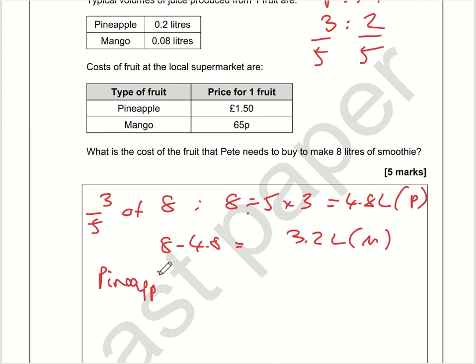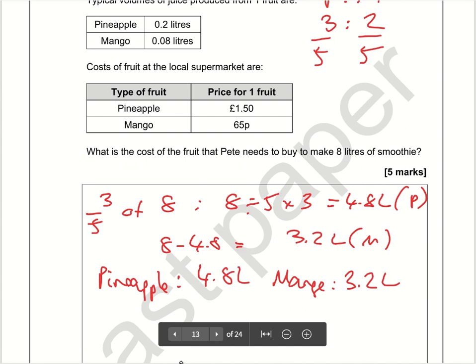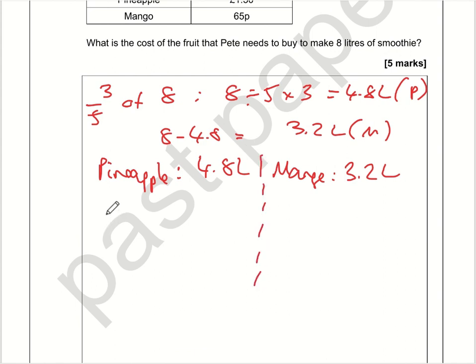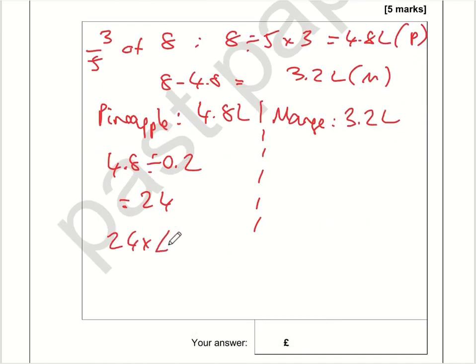So let's be clear on that. Pineapple, 4.8 litres, mango, 3.2 litres. Okay, so one pineapple gives you 0.2 litres. So if we want 4.8 litres, we're definitely going to be needing more than one pineapple. So how many 0.2s go into 4.8? Let's just split this down the middle. So I've got my pineapple on one side, mango on the other. So 4.8 divided by 0.2, and that is 24, so that is 24 pineapples, and pineapples cost £1.50. 24 times £1.50, that is £36.